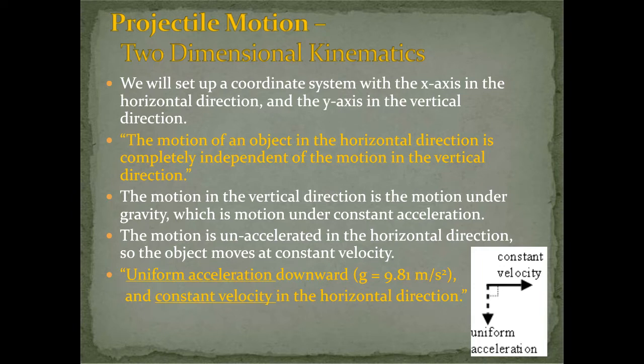So if we look at the motion of an object in the horizontal direction, and we look at the motion of an object in the vertical direction, and we compare those, we find that one is completely independent of the other. And that's what it's saying here. The motion of an object in the horizontal direction is completely independent of the motion in the vertical direction. The one thing they share in common is the time. When you use these equations, you'll find they have the same time unit.